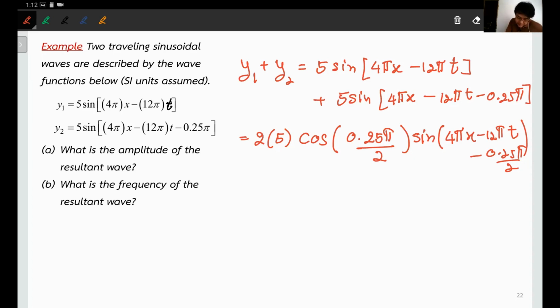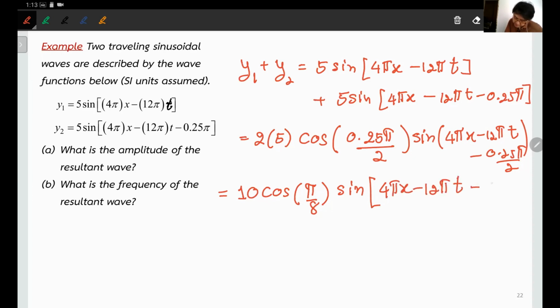Okay, all right. Let me rearrange this to make it a little bit cleaner. So let me put pi over 8 there. And it's still sine 4 pi x minus 12 pi t minus pi over 8. Here we go. And that's it.